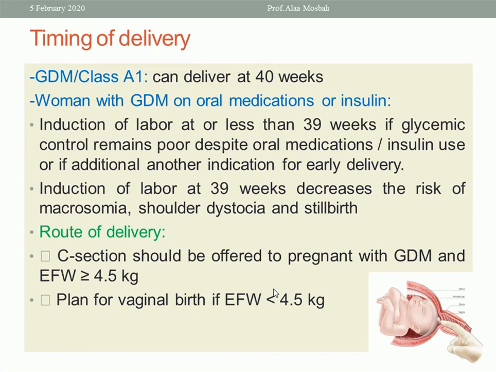Route of delivery. Plan for vaginal birth if expected fetal weight is less than 4.5 kilogram and the pelvis is capacious and no other contraindication for vaginal delivery. Do cesarean section to pregnant women with diabetes mellitus with pregnancy if there is macrosomic baby and the expected fetal weight is equal to or more than 4.5 kilogram or any other obstetric indications.